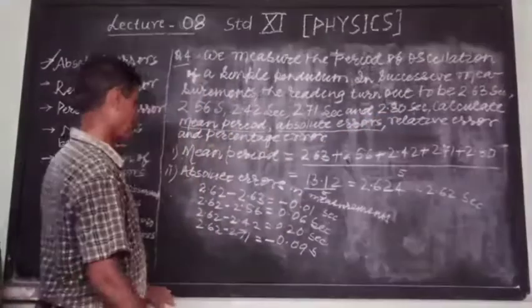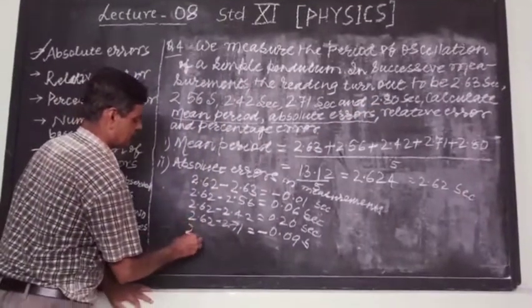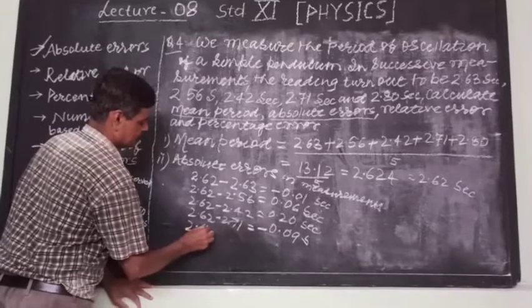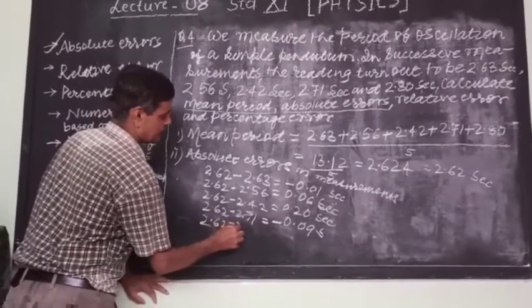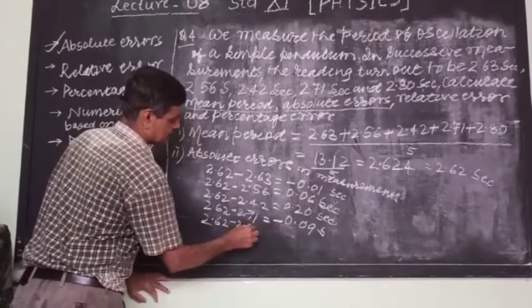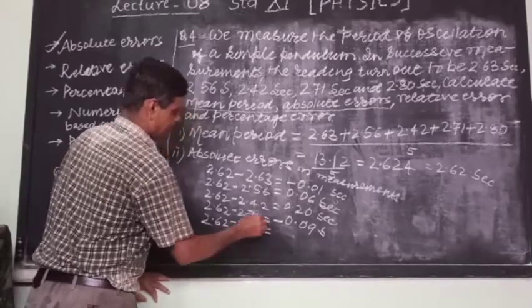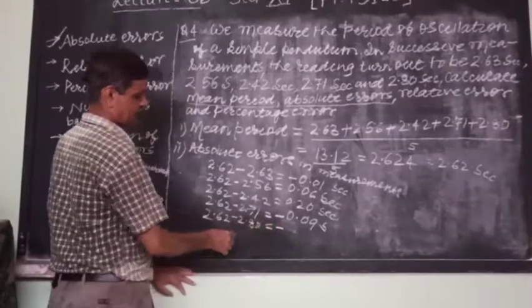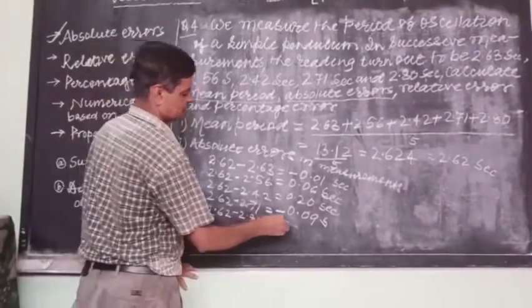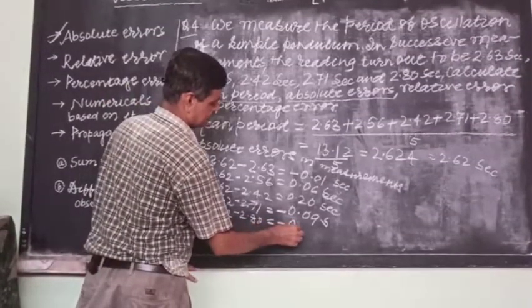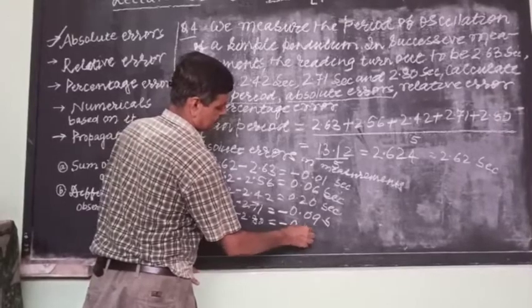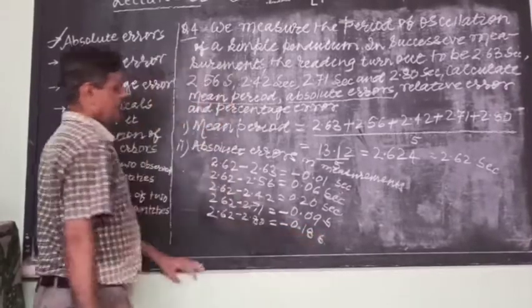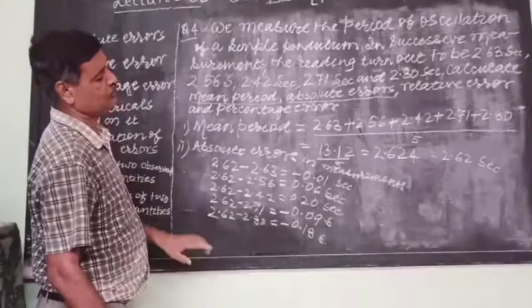So it will be 2.62 minus 2.80. This will also be negative: minus 0.18. These are the values of the absolute errors.